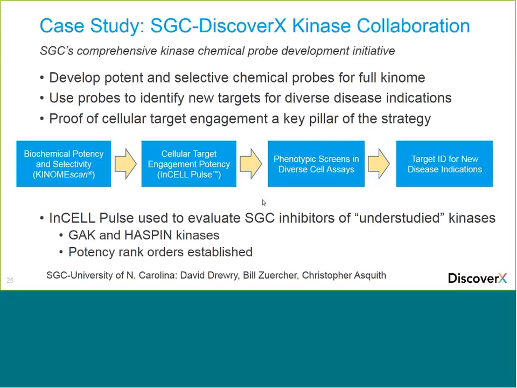And the reason they want to do that is they realize that there's 500 or so kinases, and only about 15 to 20% of them have dedicated inhibitors and are well understood. There's a potential gold mine of relevant targets for diverse disease indications in the remaining 85%, and chemical probes will pave the way for this initiative. And proof of cellular target engagement for the potent and selective inhibitors that they identify is a key pillar of their strategy.